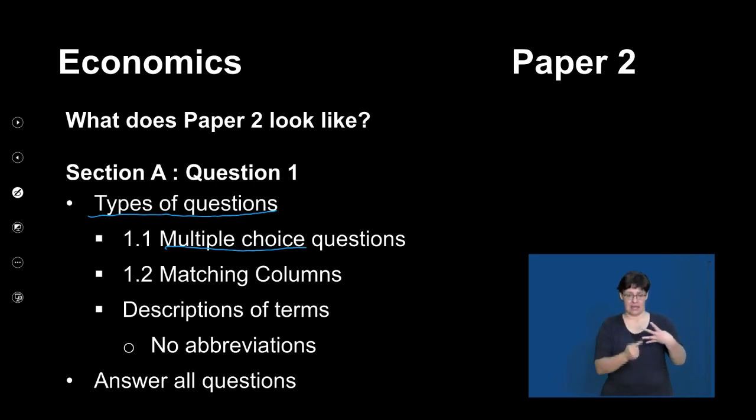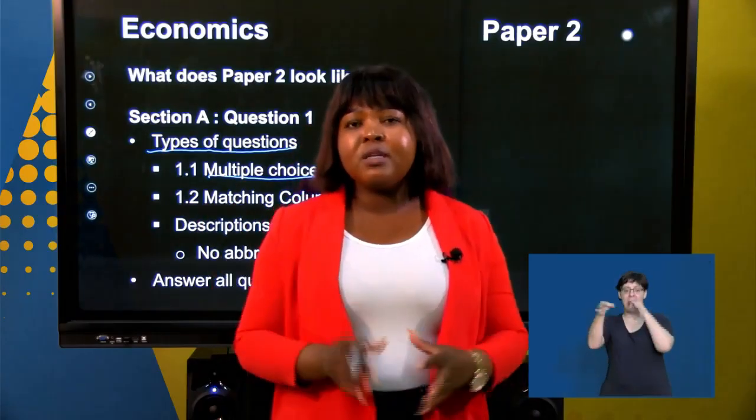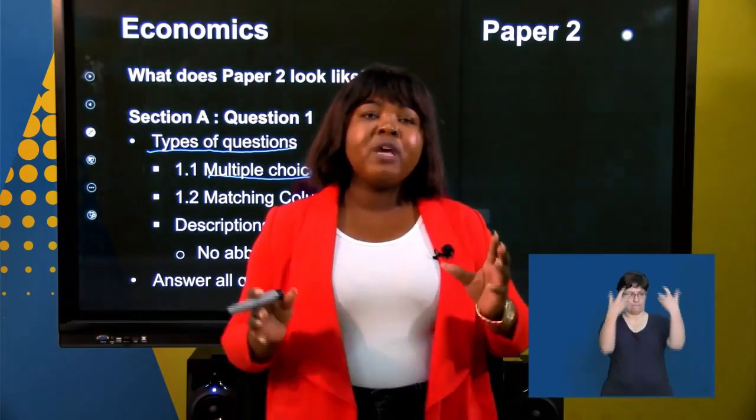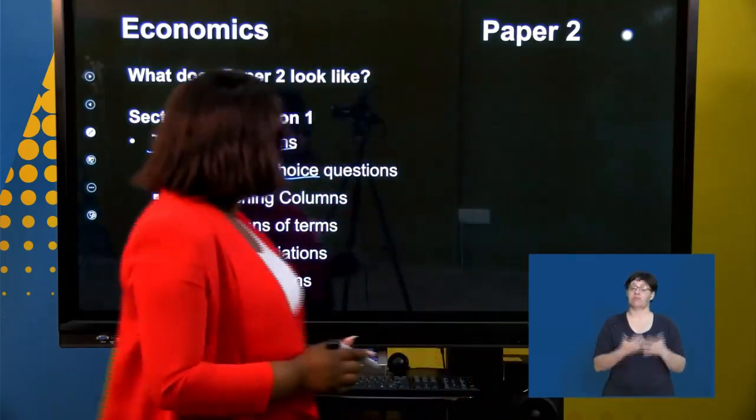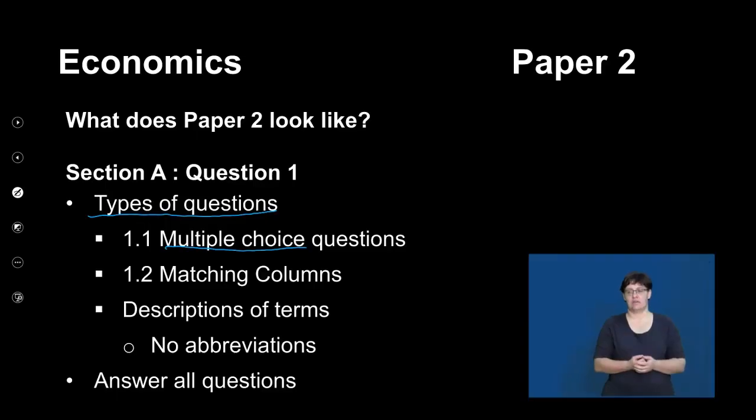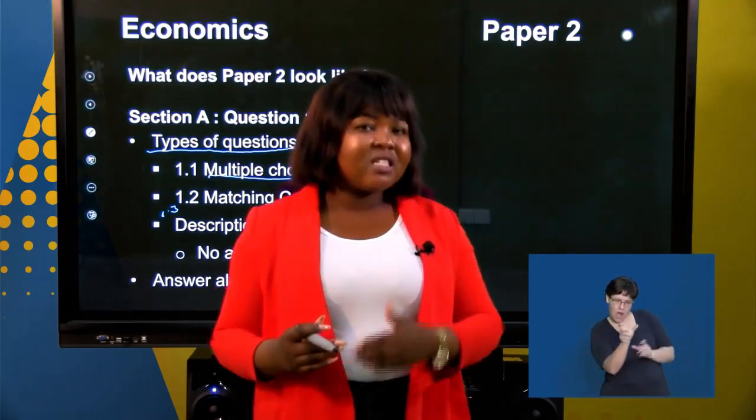And then we've got our question 1.2, which is the matching column, where you are given 2 columns, column A and column B. Column A is the concept, and column B is the description. So you are supposed to match the term with the befitting description in column B. Then you've got your question 1.3, which is your description of terms. This is a give-a-term question. Normally you are given a statement, and then you are supposed to give a term that answers that statement.